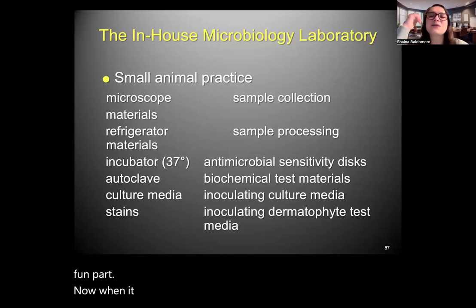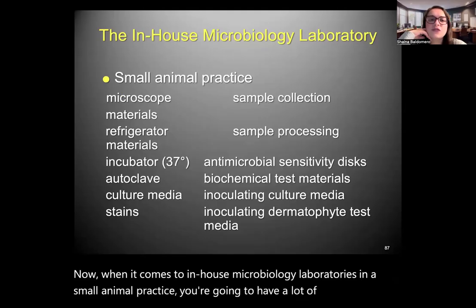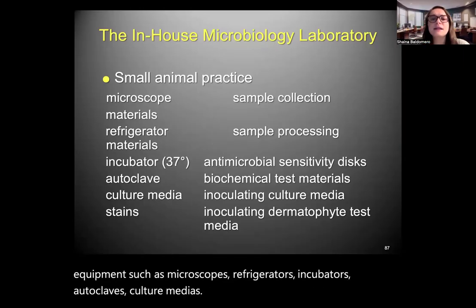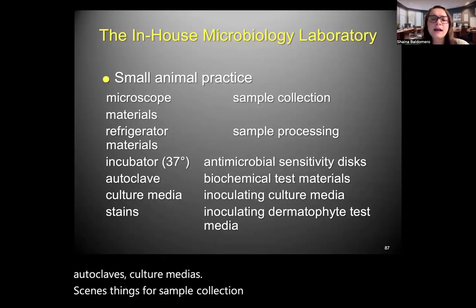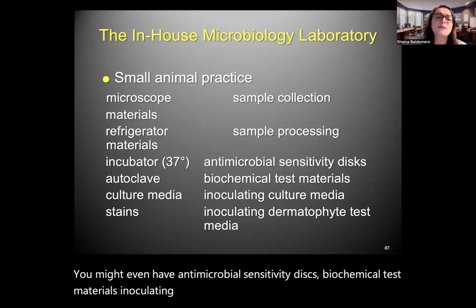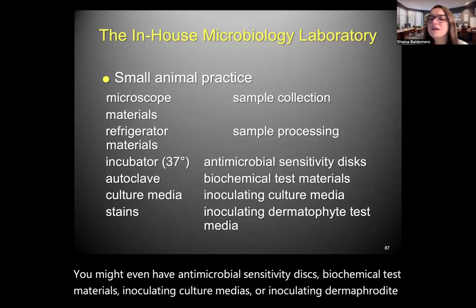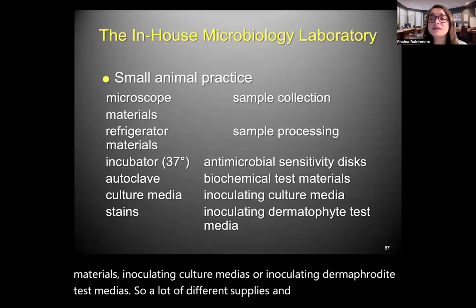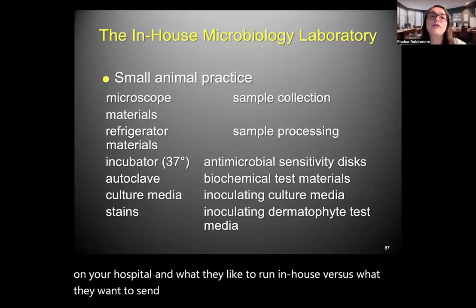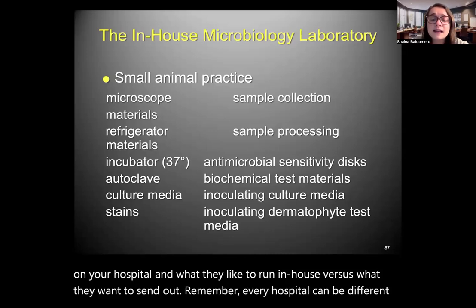Now, when it comes to in-house microbiology laboratories in a small animal practice, you're going to have a lot of different equipment, such as microscopes, refrigerators, incubators, autoclaves, culture medias, stains, things for sample collection, sample processing. You might even have antimicrobial sensitivity discs, biochemical test materials, inoculating culture medias, or inoculating dermatophyte test medias. So a lot of different supplies, and it really just depends on your hospital and what they like to run in-house versus what they want to send out. Remember, every hospital can be different in this sense.